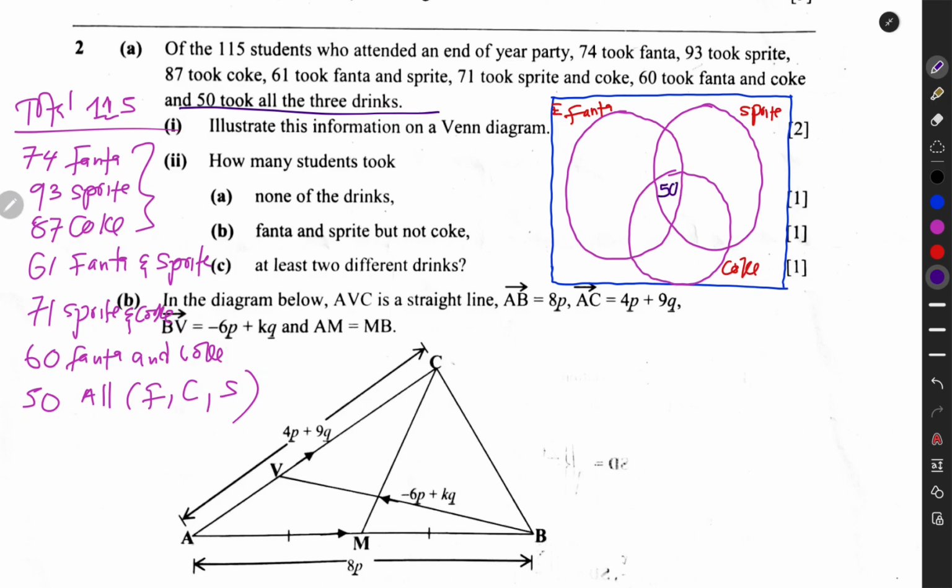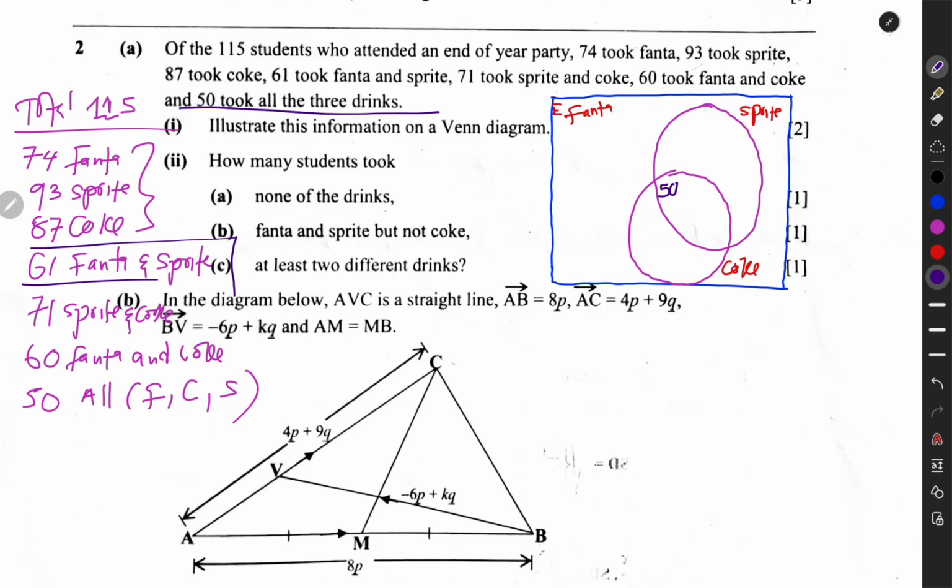Then we start moving outside. We are told here that 74 took Fanta. Let us not really go to the total, but look at the intersection of two sets at least. So let us start by dealing with the first part: 61 took Fanta and Sprite. So the intersection of Fanta and Sprite is 61. Where you see Fanta and Sprite right here, the whole of this is the intersection.